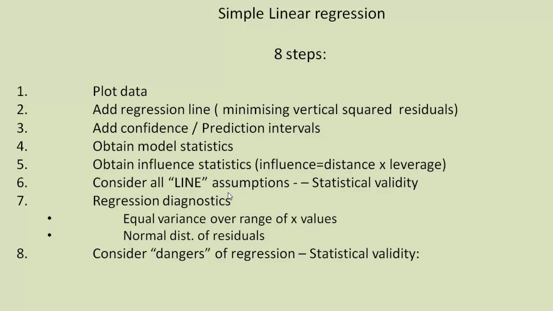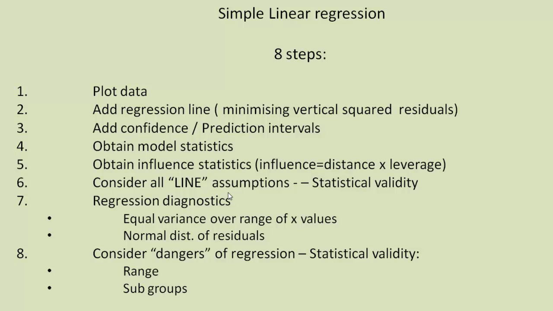There are also 3 important dangers we need to consider when carrying out regression, another aspect of statistical validity. First one is the range. Are we extrapolating beyond the sensible range? We're considering ages of 120 or something when we're looking perhaps at only 20 to 40-year-olds, or are we looking at pulse rates that are negative?